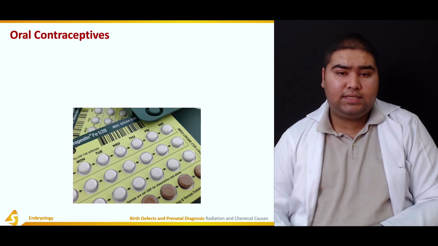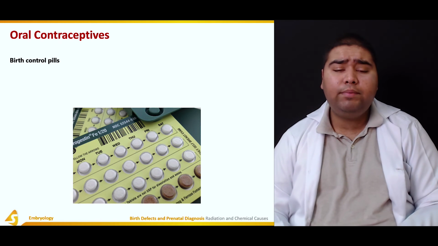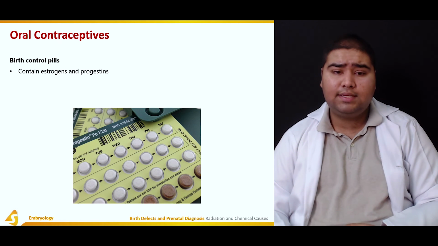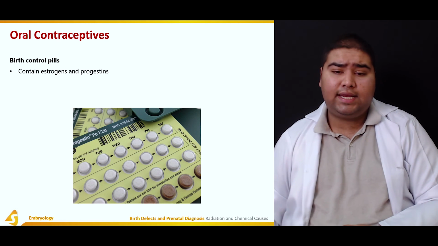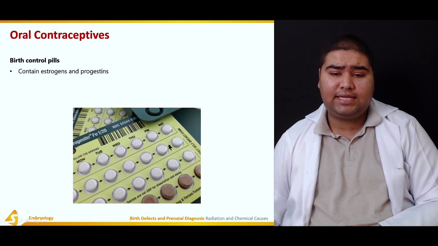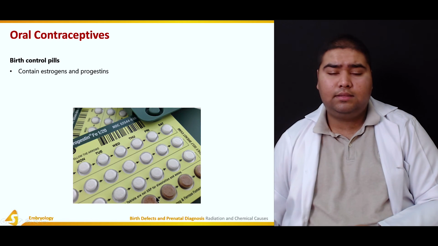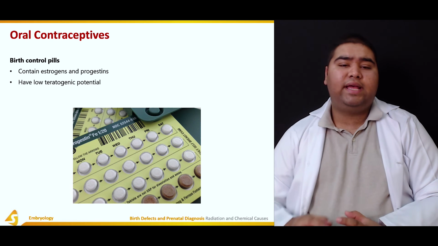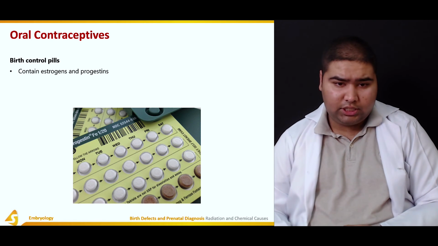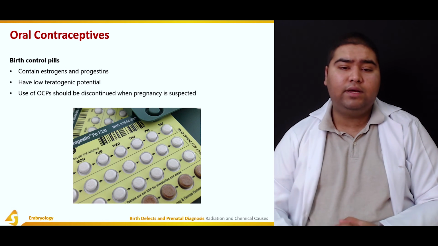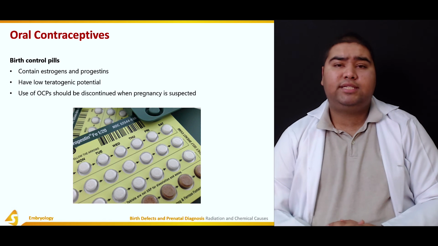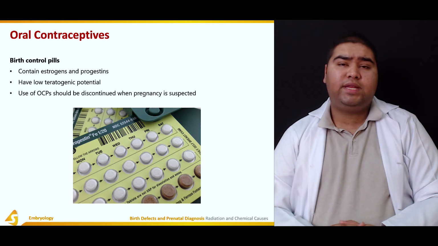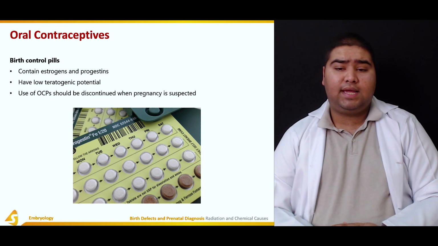Now, oral contraceptives, commonly known as birth control pills, contain estrogens, all these white tablets, and progestins, the red or the brown ones. They have a low teratogenic potential. However, the use of oral contraceptive pills should be discontinued when a pregnancy is suspected.